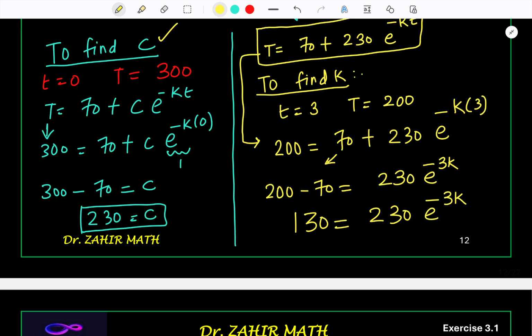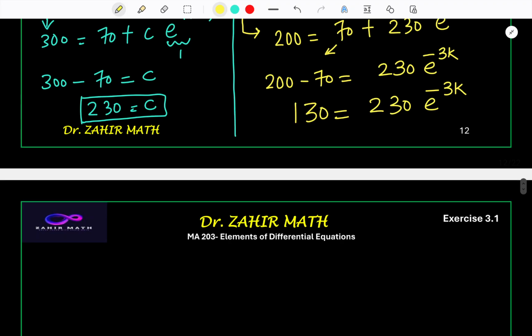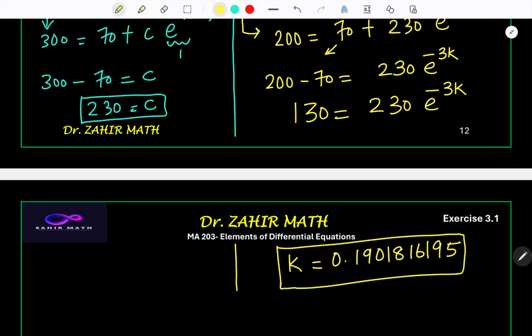So what is my answer? See, it's taking more time. I told you all the decimals you have to write. So k equals, yes, I got it, 0.1901816195. So this is my k value, right?